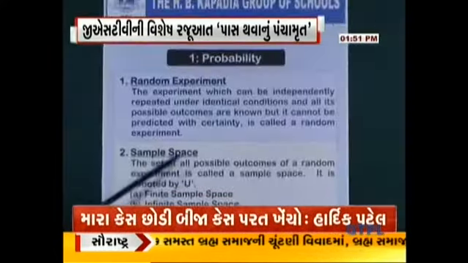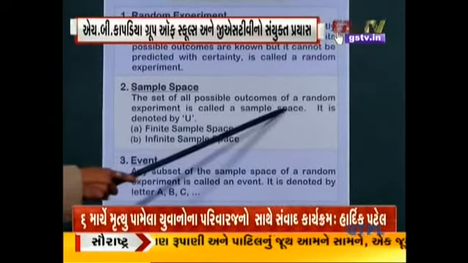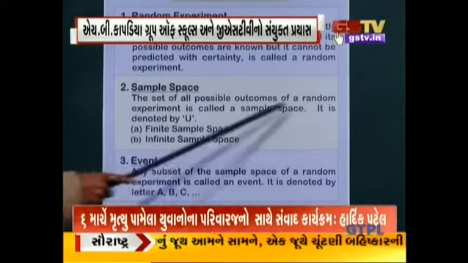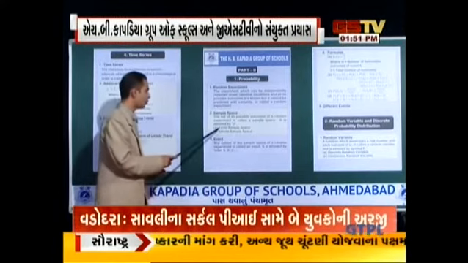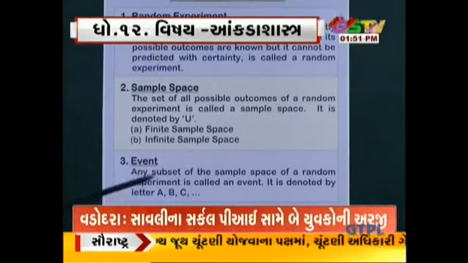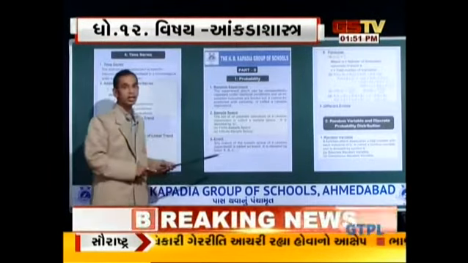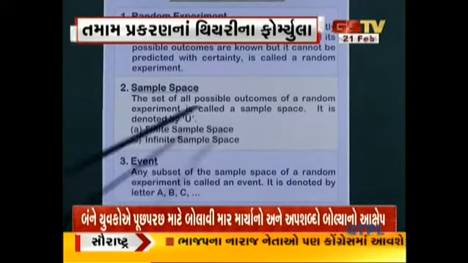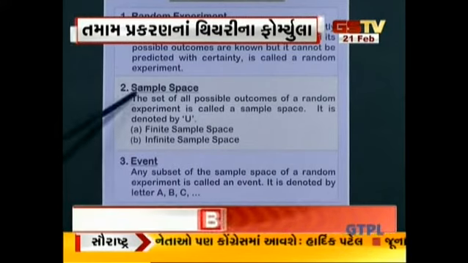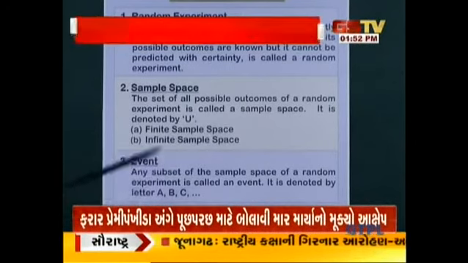Now second, sample space. The set of all possible outcomes of a random experiment is called a sample space. This sample space is denoted by U. There are 2 types of sample space: one, finite sample space, and second, infinite sample space. A sample space in which there are countable possible outcomes is called a finite sample space, and a sample space in which there are uncountable outcomes is called an infinite sample space.